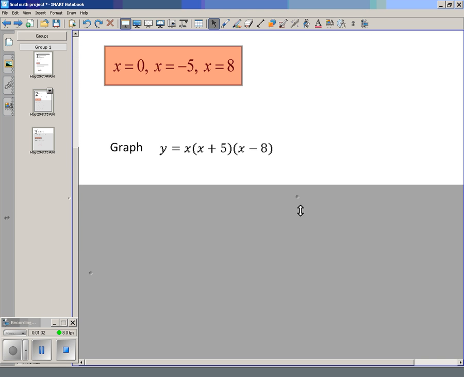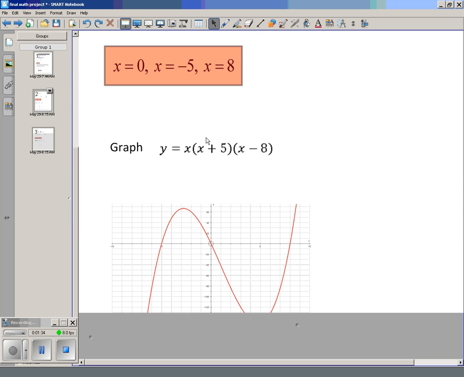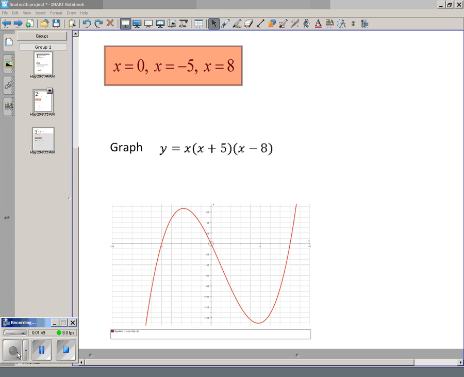To graph this function, all you need to do is plot negative 5, 0, and 8 on the x-axis, and draw a positive line that goes through each of these 3 points. If you've done it correctly, your graph should look like this.